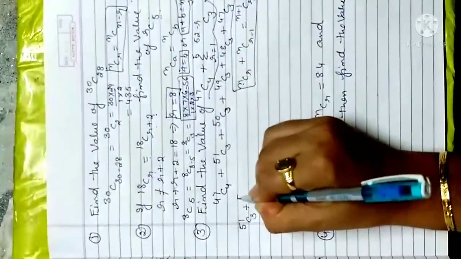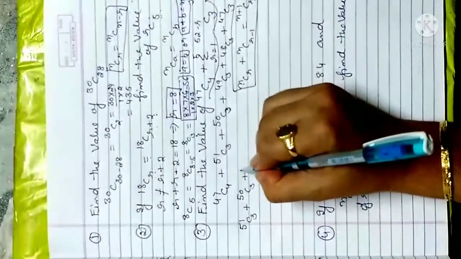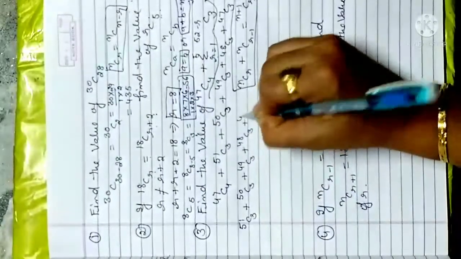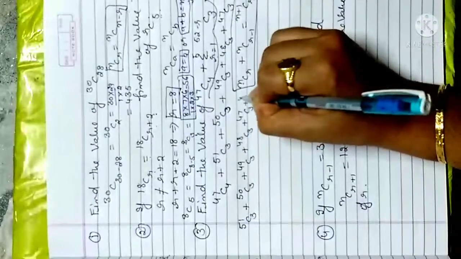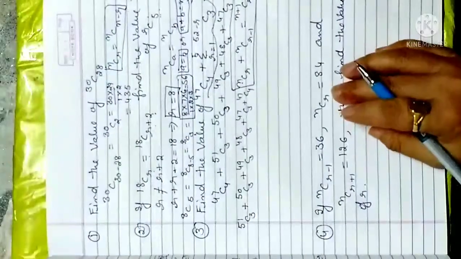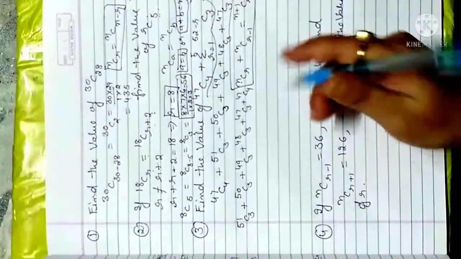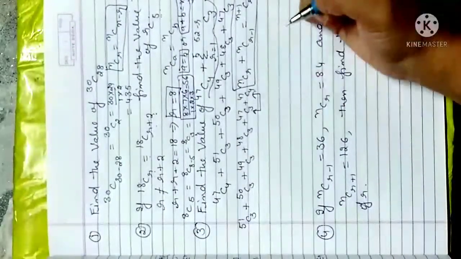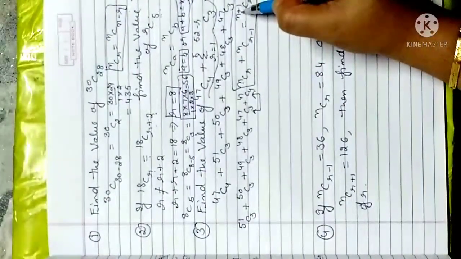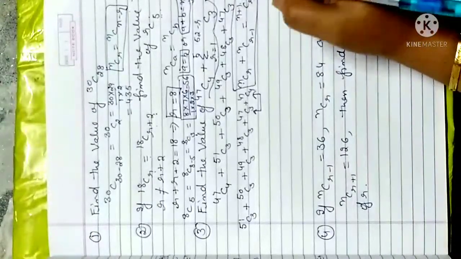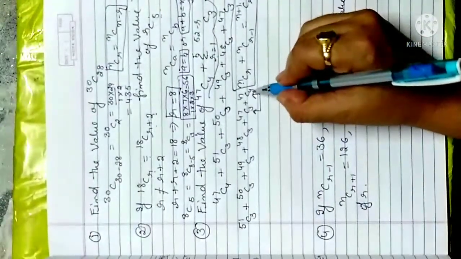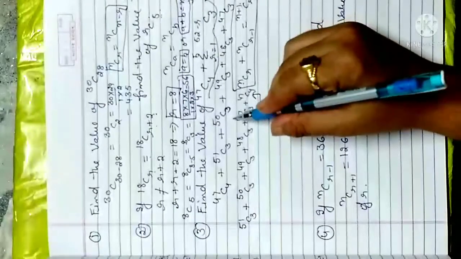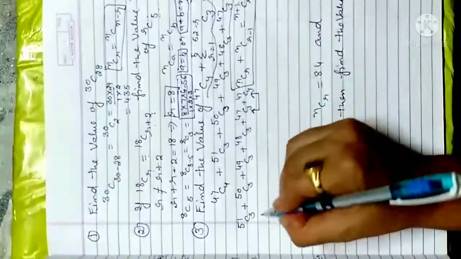51C3 plus 50C3 plus 49C3 plus 48C3 plus 47C3 plus 47C4. Okay, when you apply this rule, look at these two terms: N value is the same, R value is different. So according to this formula, there will be N plus 1, 47 plus 1, and the higher value of R, which is 4. So instead of this I write 47C4. So that is 50.